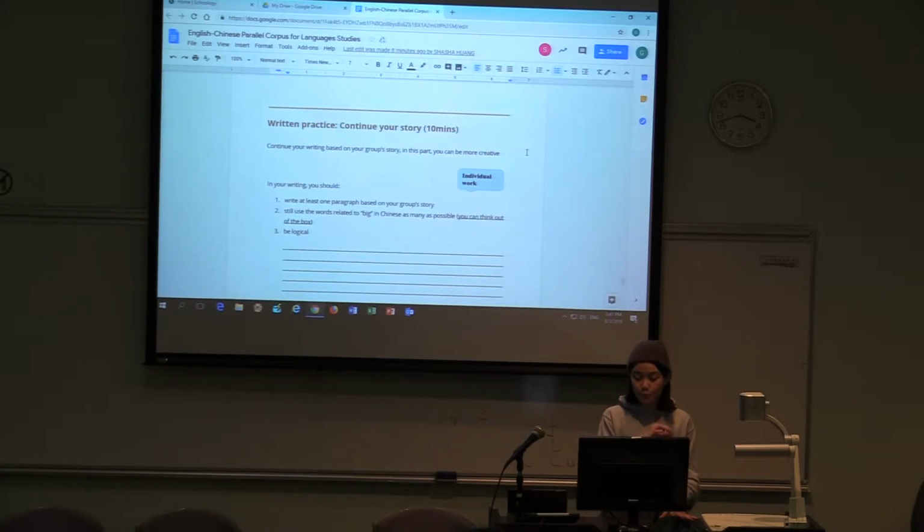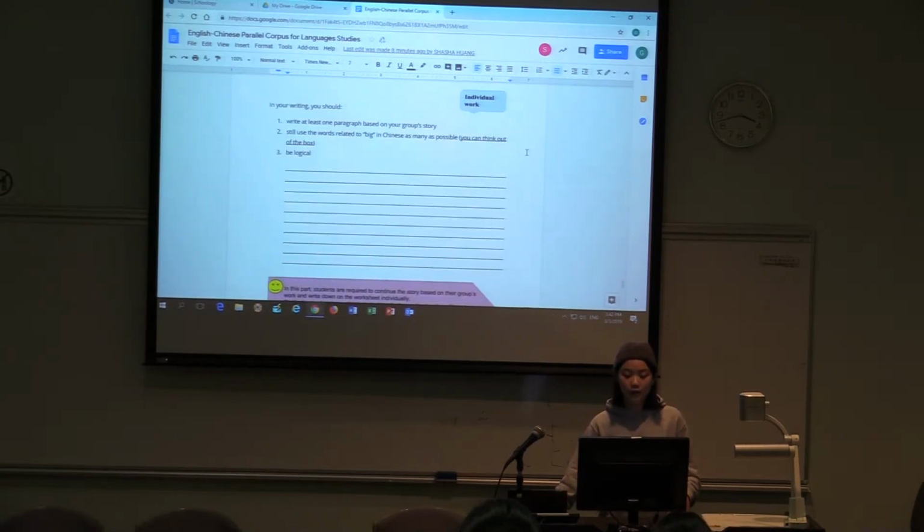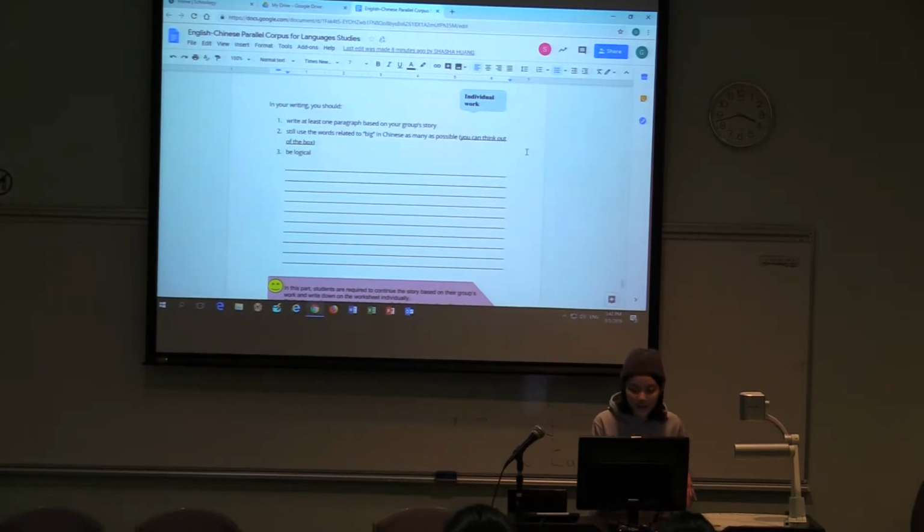because in the previous oral practice, they have already discussed the stories with their peers, their group members. So in this part, we want our students to have an individual work to continue their story. But in this part, we also want our students to use the words related to "big" in Chinese as many as they can. But we have no limitation for them to choose the words related to "big". They can think out of the box, but they can also use the "big" words in their writing.